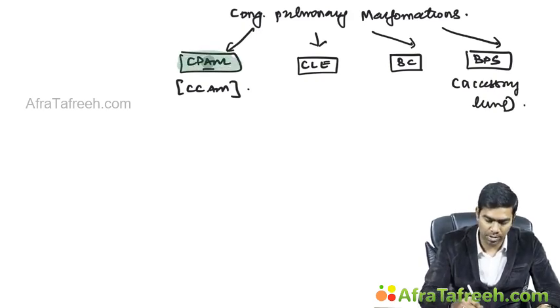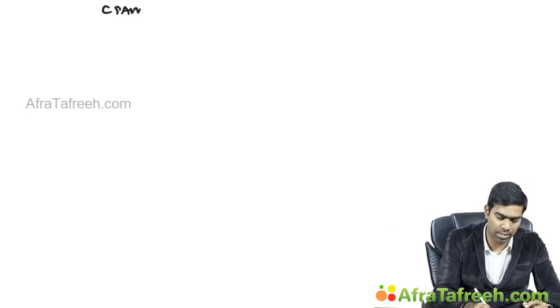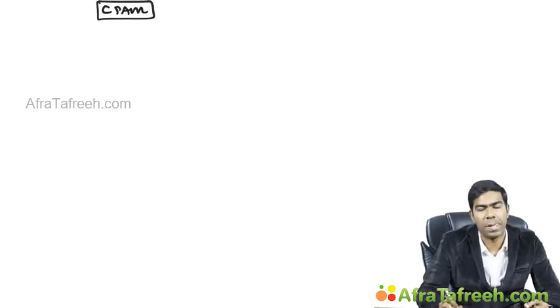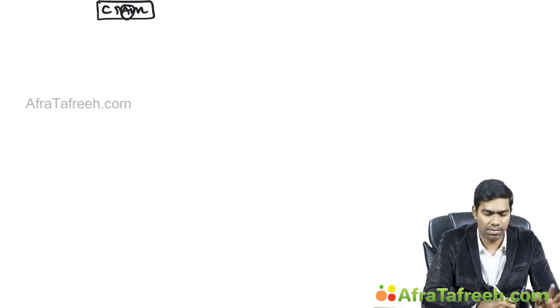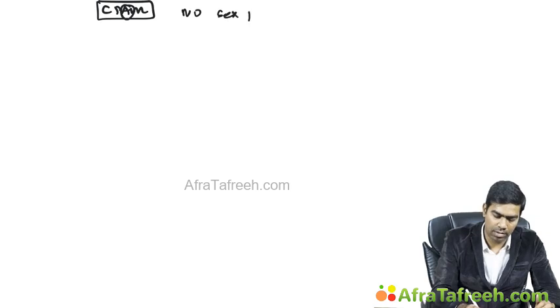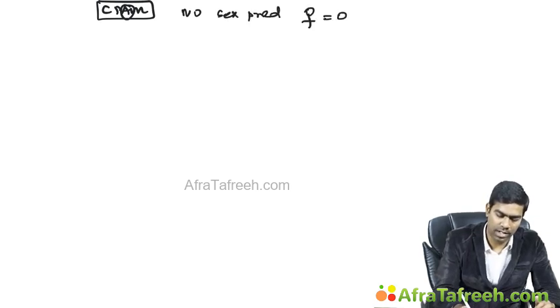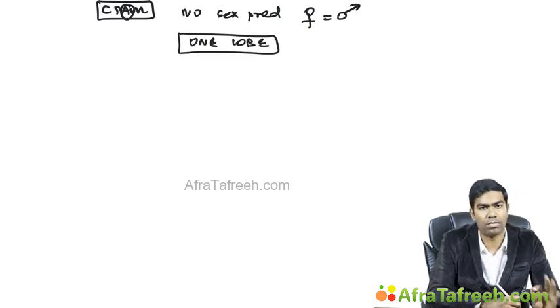So the first disorder I'm going to discuss is CPAM. CPAM is nothing but congenital pulmonary airway malformation. What do you mean by this? It's an airway malformation. It's not a parenchymal or an alveolar thing. So let us see what's going to happen. Number one, there is no sex predilection, which means it can happen in both female and male children in equal proportions. At the same time, it will be limited to only one single particular lobe.